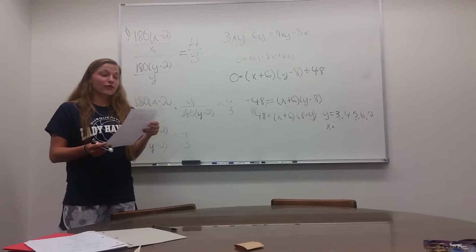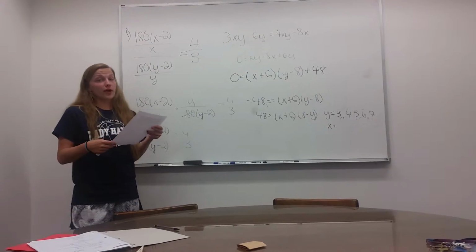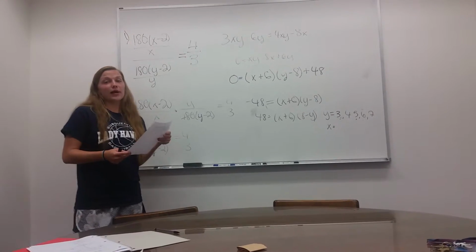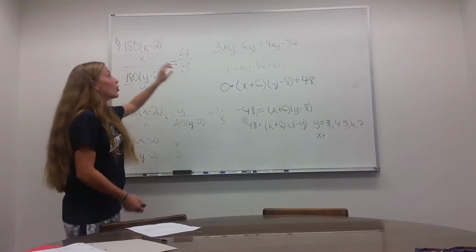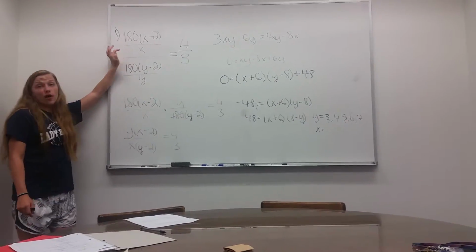Question 1. The ratio of the interior angles of two regular polygons is 4:3. Find all such pairs. How many are there? Okay, to start, we know that we have two polygons, x and y.